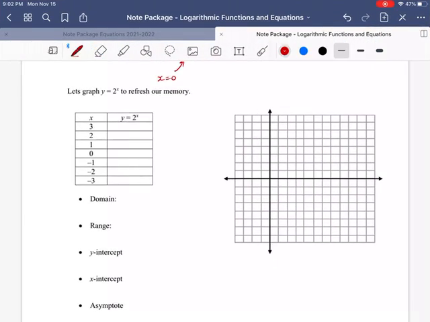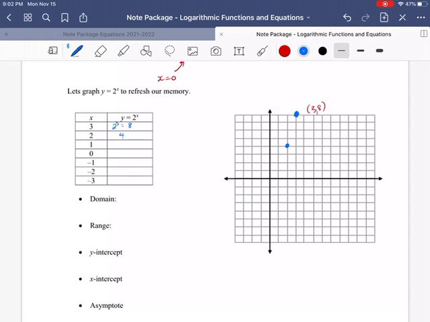So if x is 3, our y value is 2 cubed, which gives us 8. Okay, so if x is 3, so there's 3, and we go up to 8. 1, 2, 3, 4, 5, 6, 7, 8. So that's the point that we get. Okay, and if x is 2, then our corresponding y value is 4. So we go to 2, and then up to 4. 1, 2, 3, 4. So we're doing a point at 2, 4.